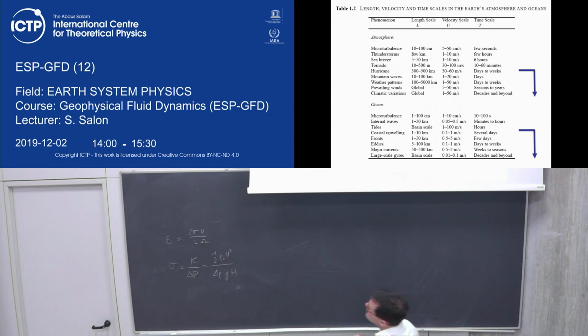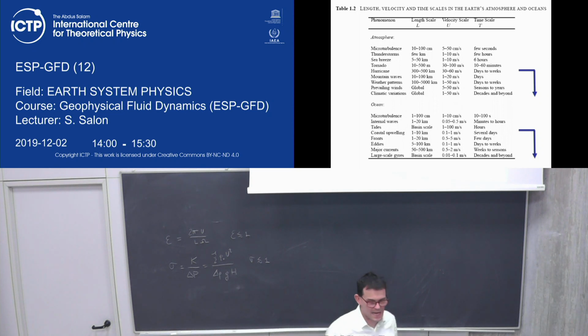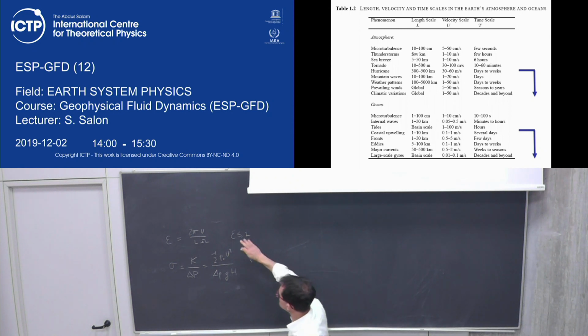Okay, so we said that when epsilon is smaller or of order 1, and when sigma is smaller or of order 1, we can take into account rotation and stratification effects in our dynamics. This is very important. These are, let's say, the hypotheses for GFD phenomena. What we want to do now is to feel what is the limit of this approximation. So what happens if epsilon is order 1 and sigma is order 1?